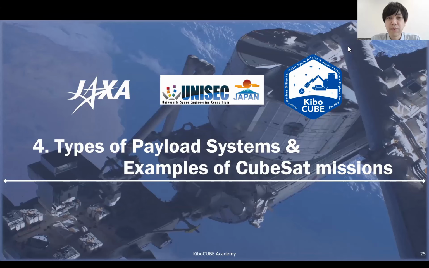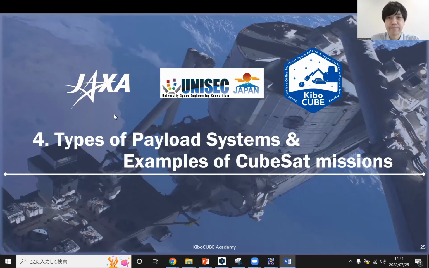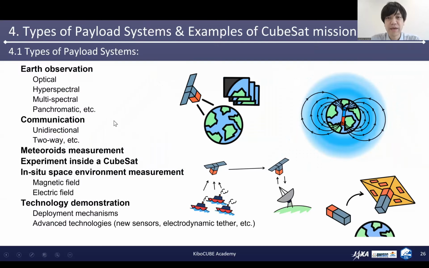Let's move on to the fourth topic, types of payload systems and example of CubeSat missions. This slide shows example of major CubeSat missions. For example, Earth observation such as optical, hyperspectral, multispectral, panchromatic, etc. Communication such as unidirectional, two-way communication, etc.